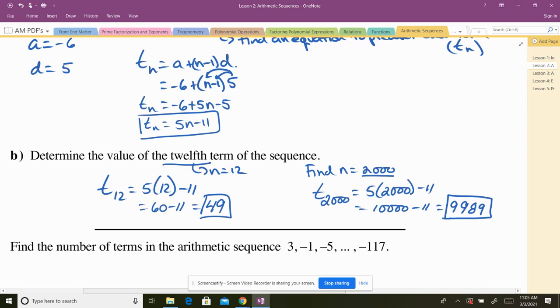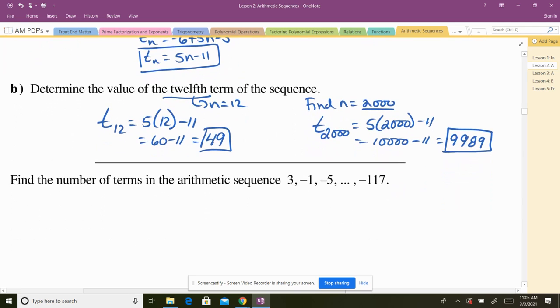So you're not going to add 5 2,000 times. But like I said, I guess you could. If you wanted to prove me wrong and did it correctly, you'd get that number. But all right. So that's the most basic type.